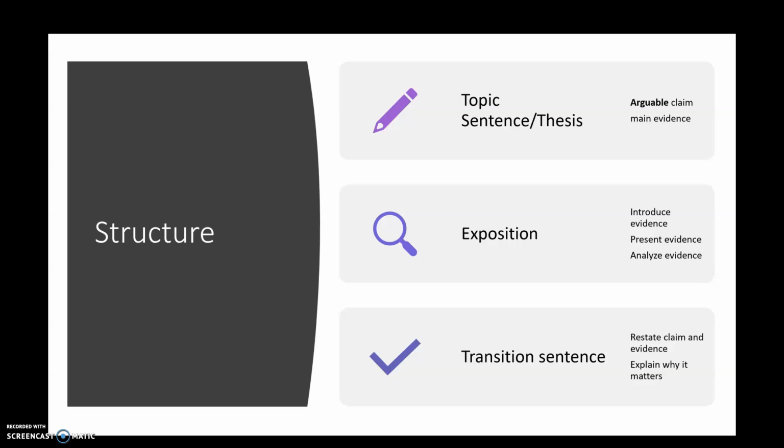And your transition sentence in your body paragraph, you'll restate the claim and evidence and explain why it matters. What applies here for the transition sentence also applies for the conclusion. Really, that's what you're going to do in your conclusion. Restate the evidence, explain why it matters.